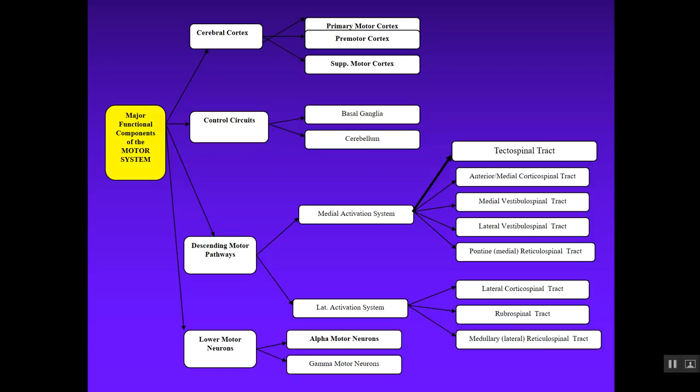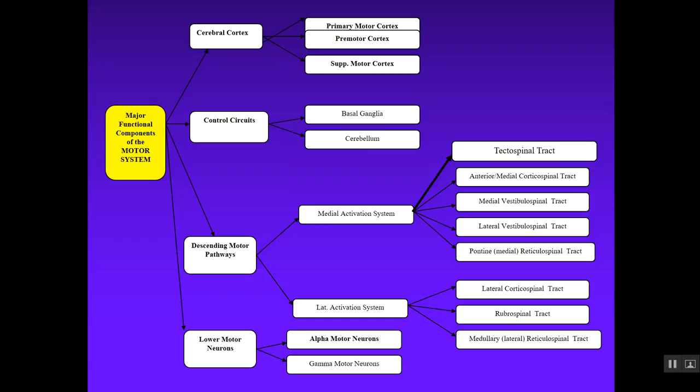Then we have these descending pathways that carry information, typically from the brainstem or from the cerebral cortex, down through the brainstem and spinal cord. We've already talked about all these sensory pathways ascending. Now we're talking about descending pathways today, motor pathways. Those can be grossly divided into two major activating systems, a medial activation system and a lateral activation system. And then we're going to further subdivide those into the individual pathways or tracts that make up those larger systems.